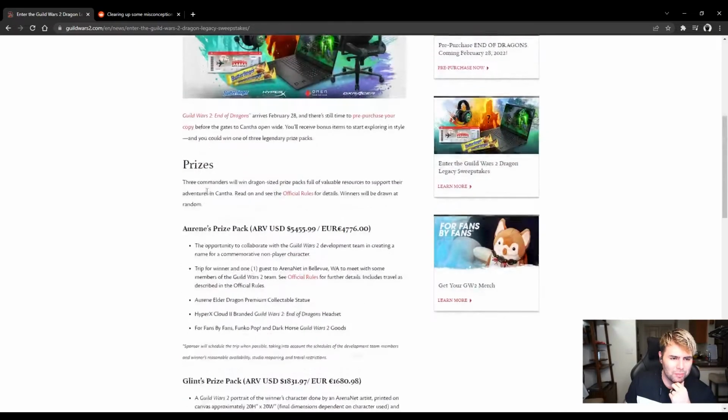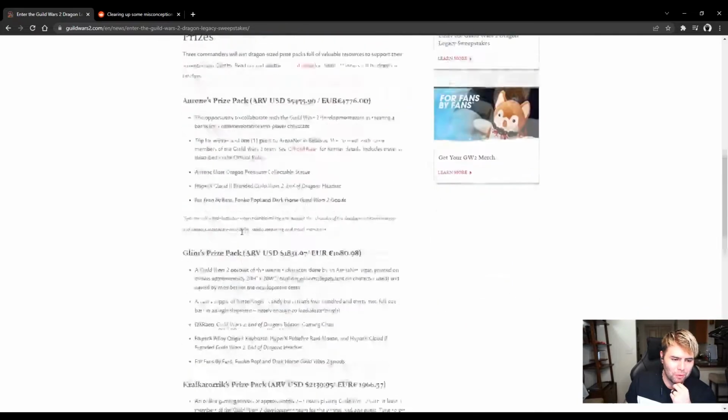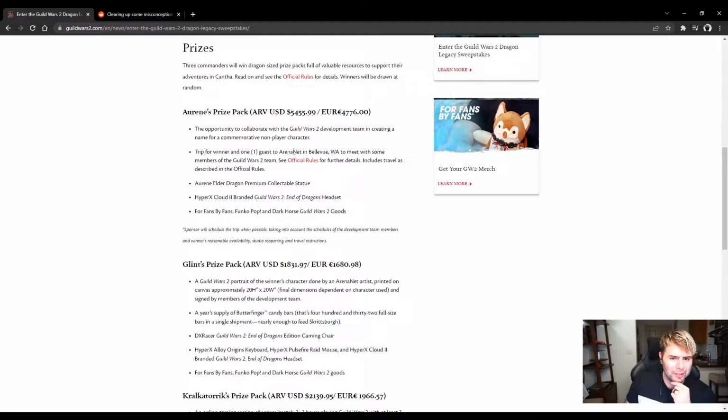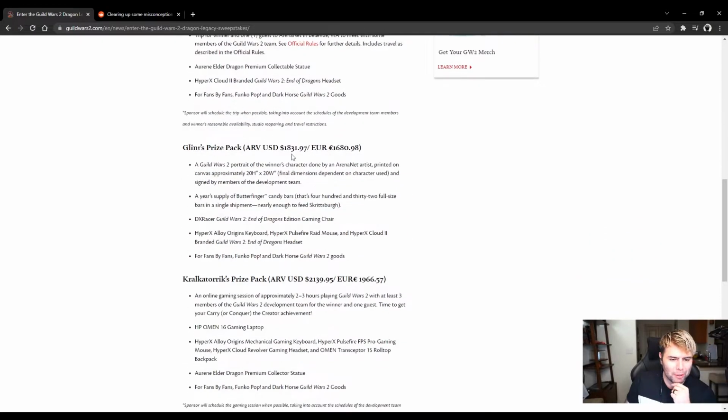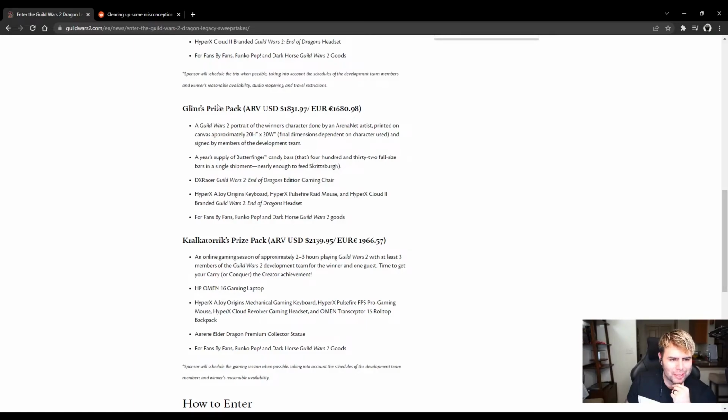So I guess the Butterfingers is like the consolation prize or something. Because Glint's prize pack, and I don't know why they did it this way, they went with a really high price. And then the medium price should be below here, I think. But either way, a portrait for the winner done by ArenaNet artists, printed canvas, and a year supply. Oh, there you go. There's the Butterfinger.